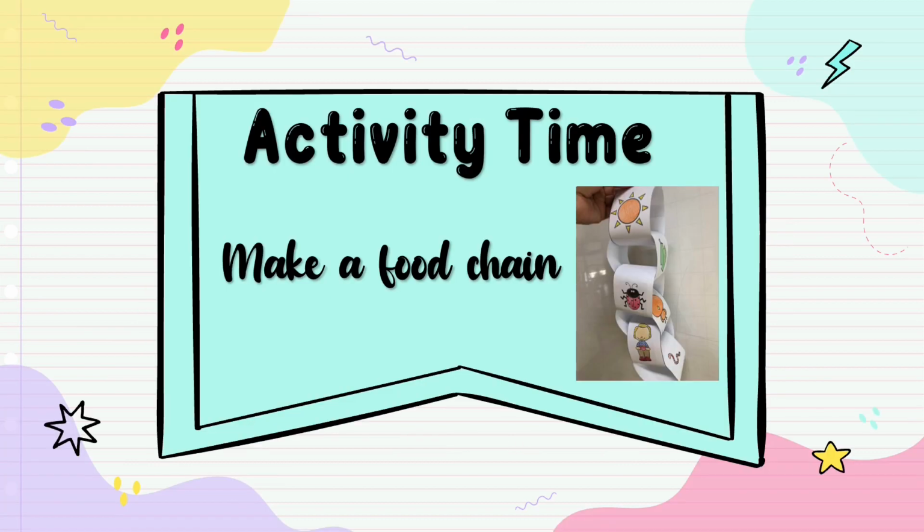Now it's activity time. Let's make a food chain like the one shown in the picture. It starts with the sun, then you have a plant, and then you can make your own food chain.